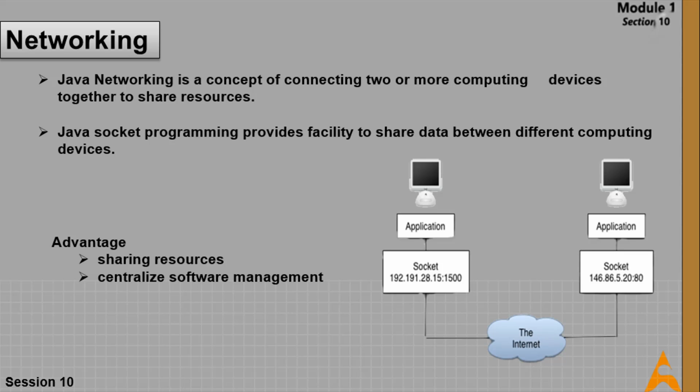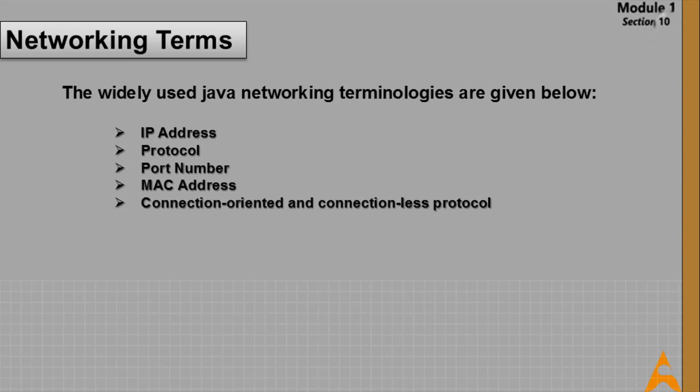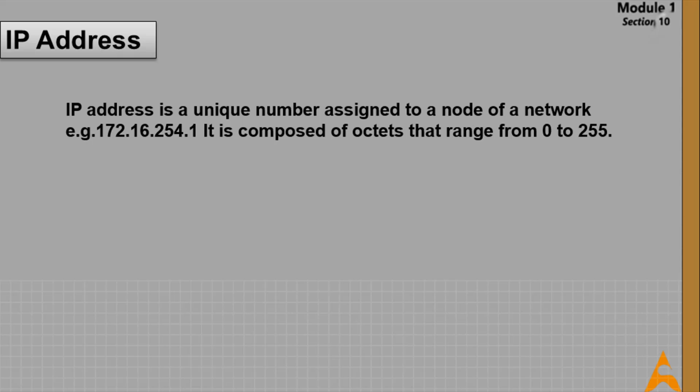Now let's talk about the various terminologies related to networking. We will discuss each term in detail. The terminologies are IP address, protocol, port number, MAC address, connection-oriented and connection-less protocols, and sockets. Our first topic is IP address.